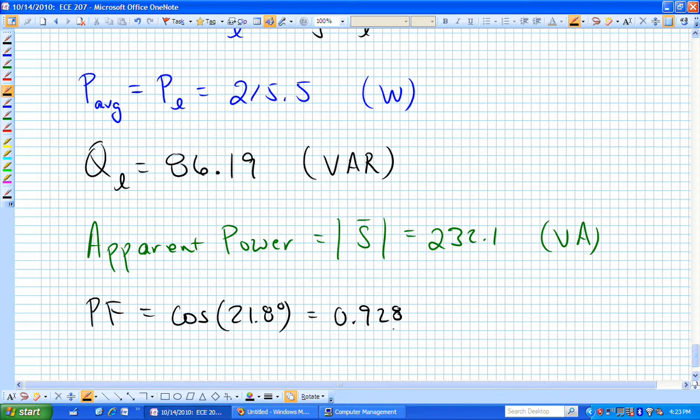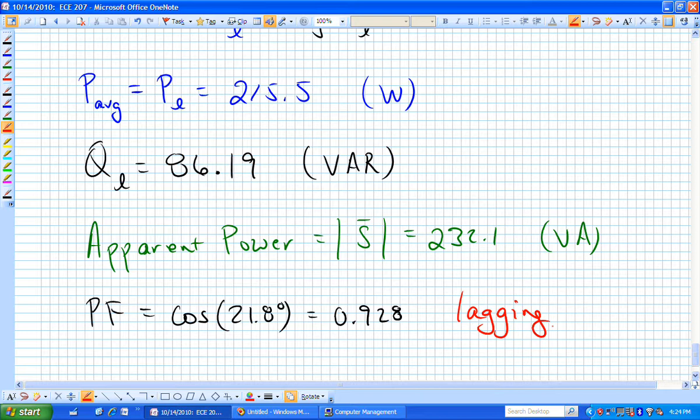So 0.928 is the power factor. Have I given you everything I need to give you on the power factor? Is it leading or lagging? Is Q up or down? It's up, which means it's an inductive reactance. And in an inductor, you've got ELI, and the current is lagging or behind the voltage. So this is a lagging power factor.